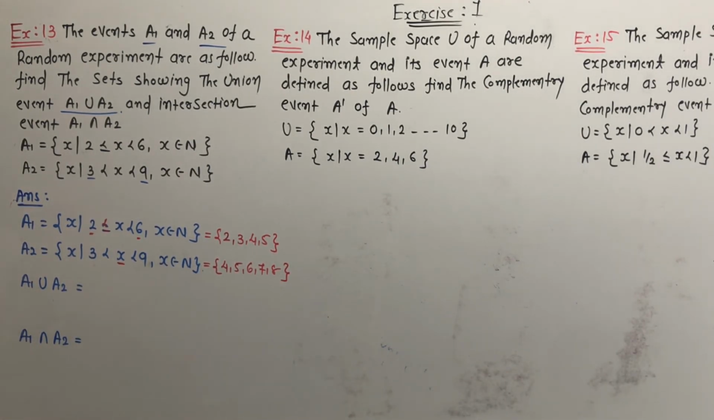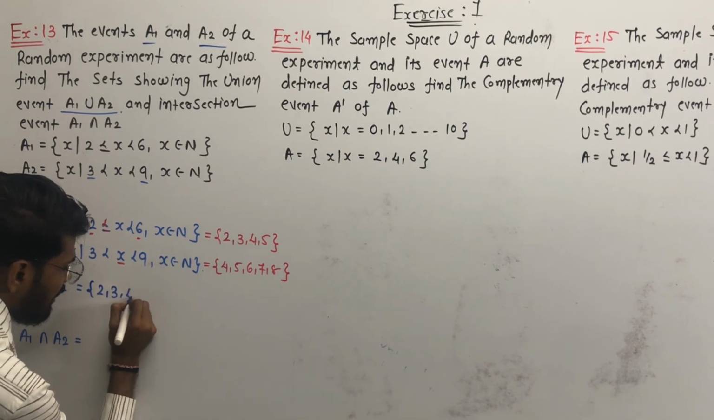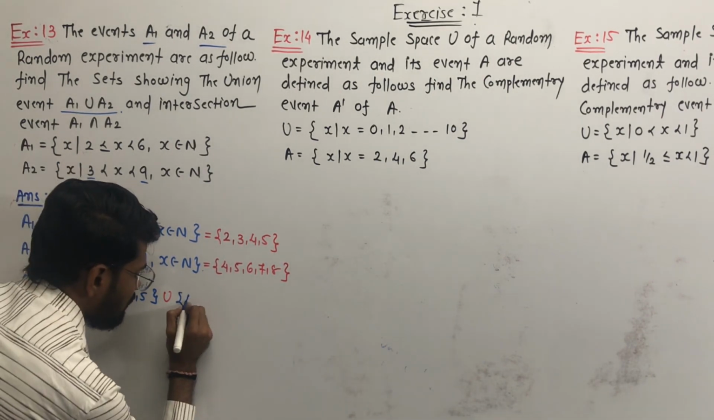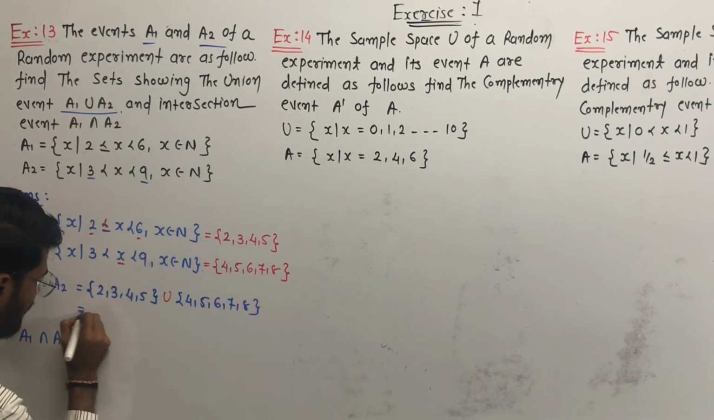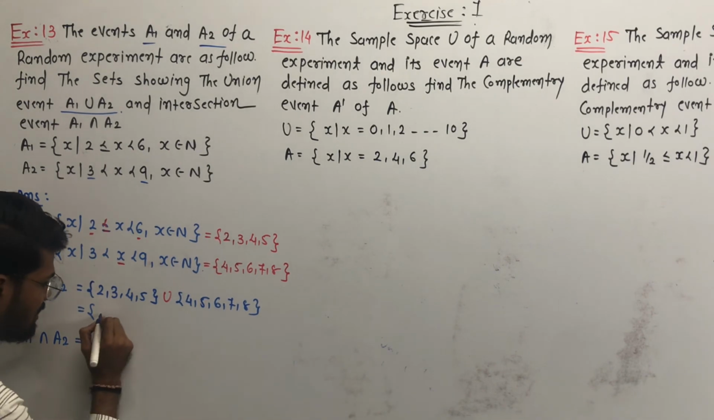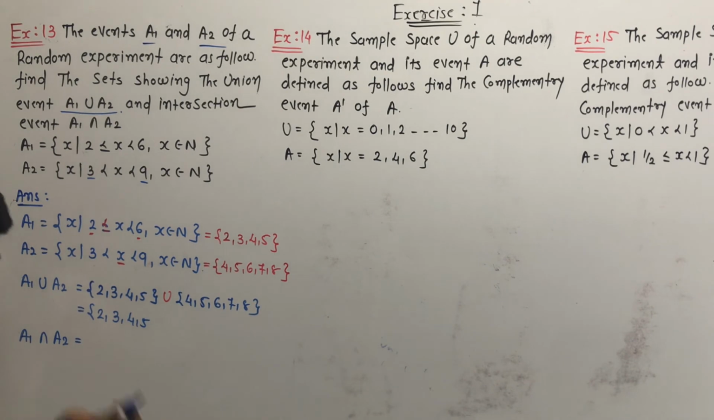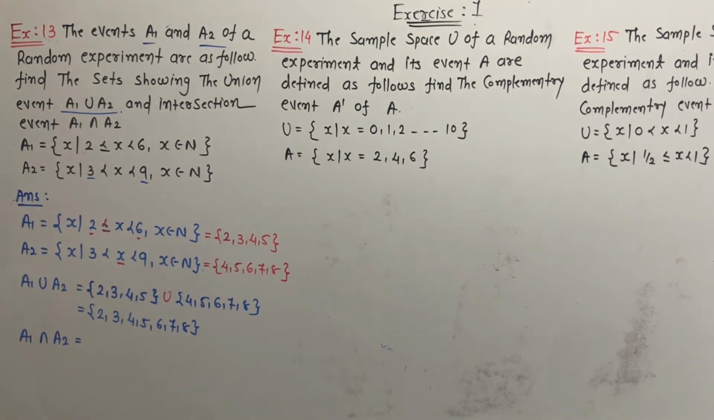Now we can easily find the union of A1 and A2. The elements of A1 are 2, 3, 4 and 5, and we take the union with the elements of A2, which are 4 to 8: 4, 5, 6, 7 and 8. So we can write the union of A1 and A2 as 2, 3, 4 and 5. Here 4 and 5 are repeated, so we don't write them again. Then 6, 7 and 8. So these are the elements of the union of events A1 and A2.